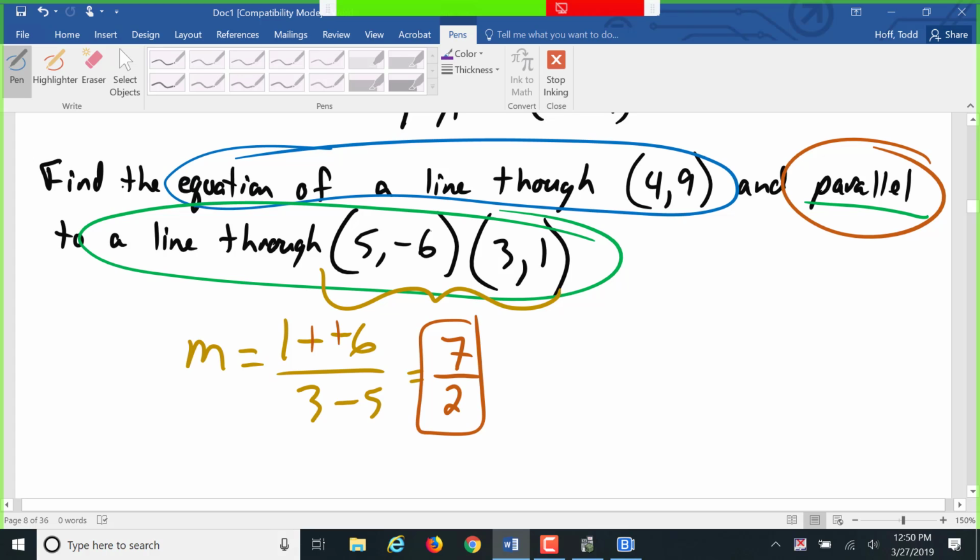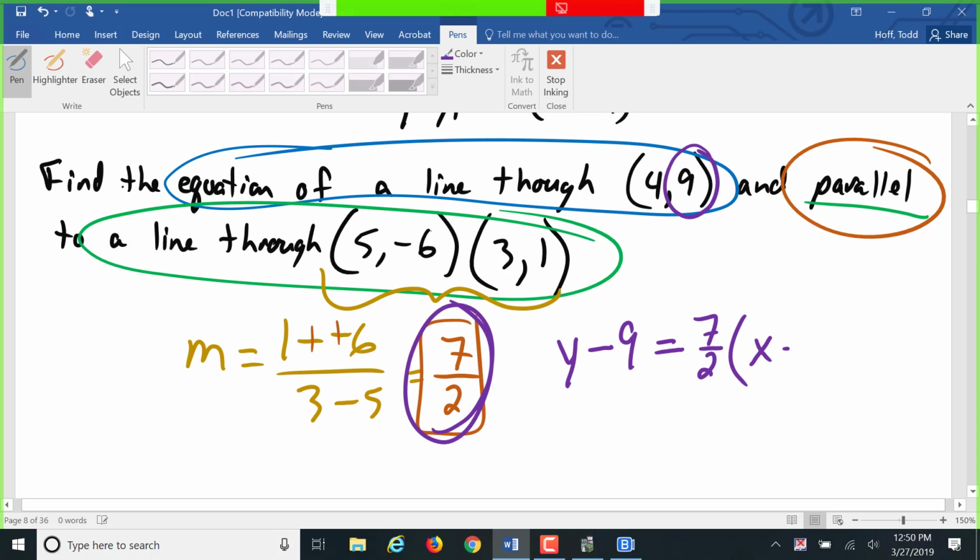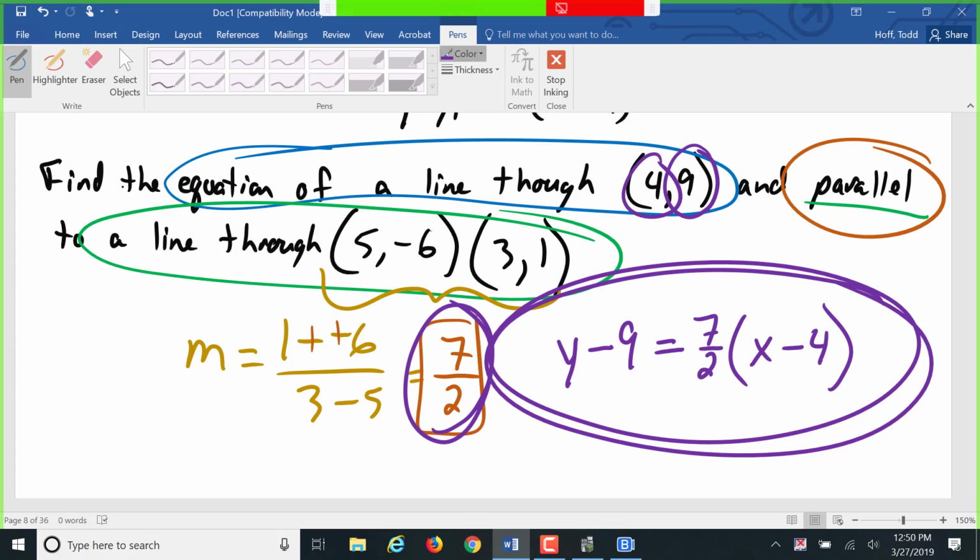So our equation with a slope of 7 over 2 is y minus, the y coordinate of our point here is 9, so y minus 9 equals our slope, 7 over 2, or 7 halves, times x minus x1, which would be 4. There's our equation.